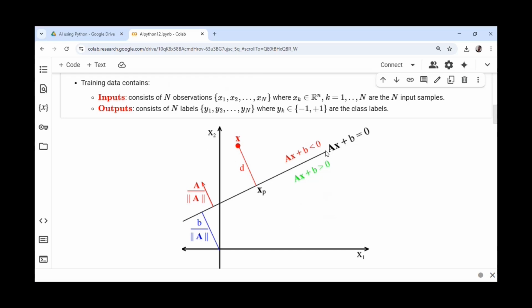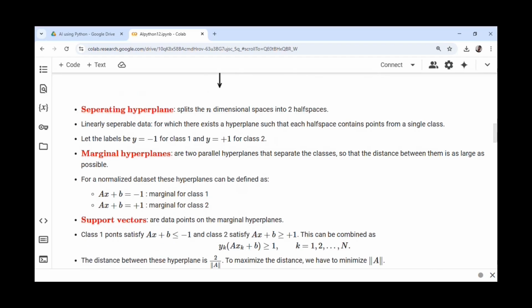The weight vector A will be orthogonal to this line as shown in this figure, where the vector A divided by the norm of A denotes the unit vector. Also, for points on one side of the line, ax + b will be less than 0, and for points on the other side, ax + b will be greater than 0. A separating hyperplane is the hyperplane which splits the n-dimensional space into two half spaces.